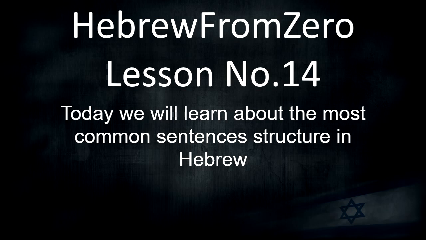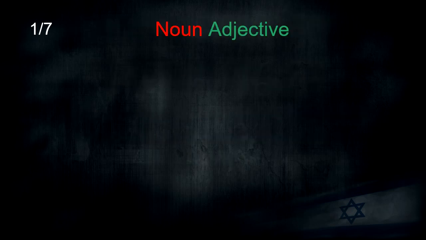Today we'll learn about the most common sentence structures in Hebrew. Let's begin. We're going to cover 7 structures. The first one is going to be noun-adjective, which you use if you want to refer to a noun and you know the adjective about it.